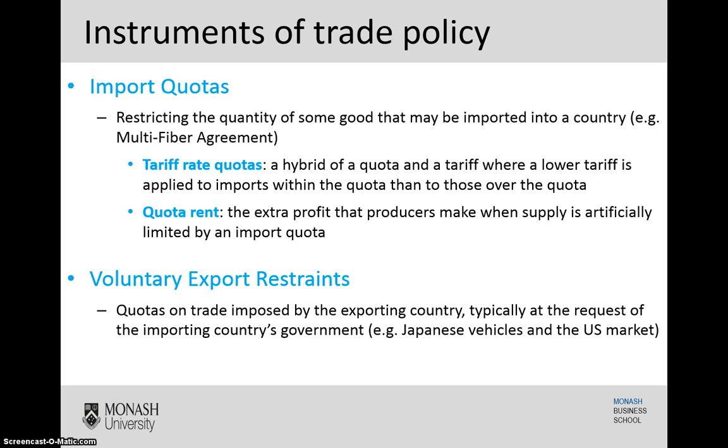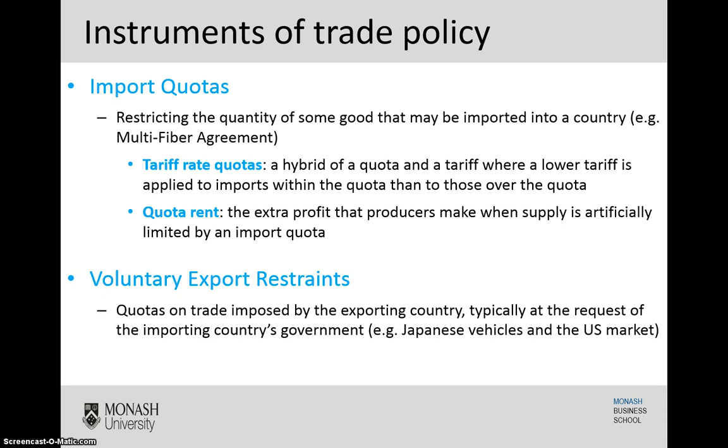So imagine that there's a restriction on the first 10,000 items of a particular good that can be brought into the country, and they will only be taxed at a 10% tariff rate, but then every item after the 10,000 limit might be taxed at 50%. So of course that discourages the importers from bringing in more than that limit the government has set. The final important term here is quota rent, and this refers to any extra profit that producers are able to make when the supply is artificially limited by the imposition of that import quota by the government.